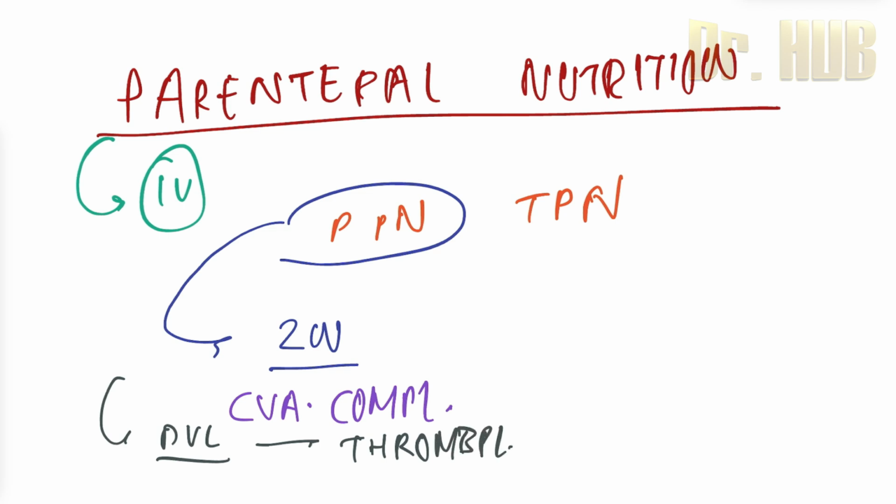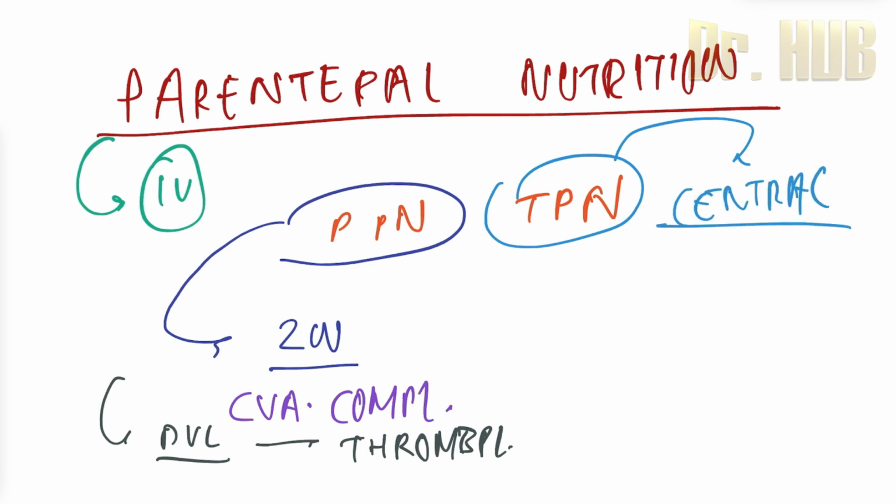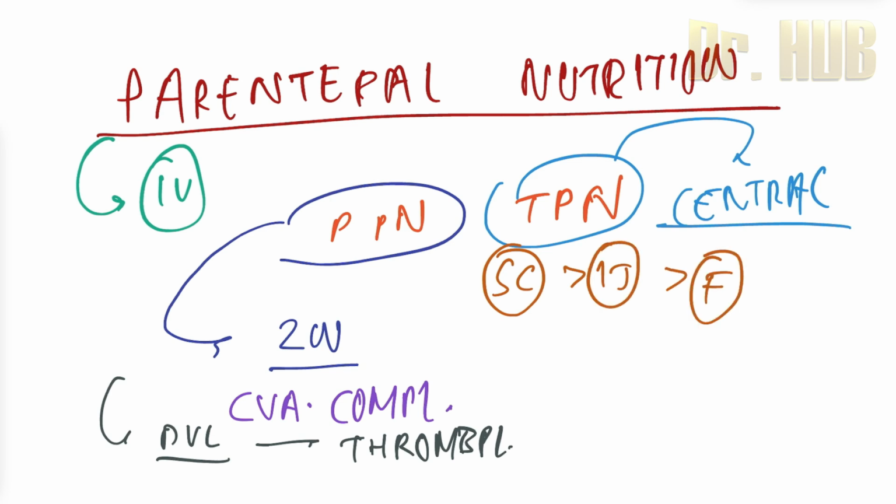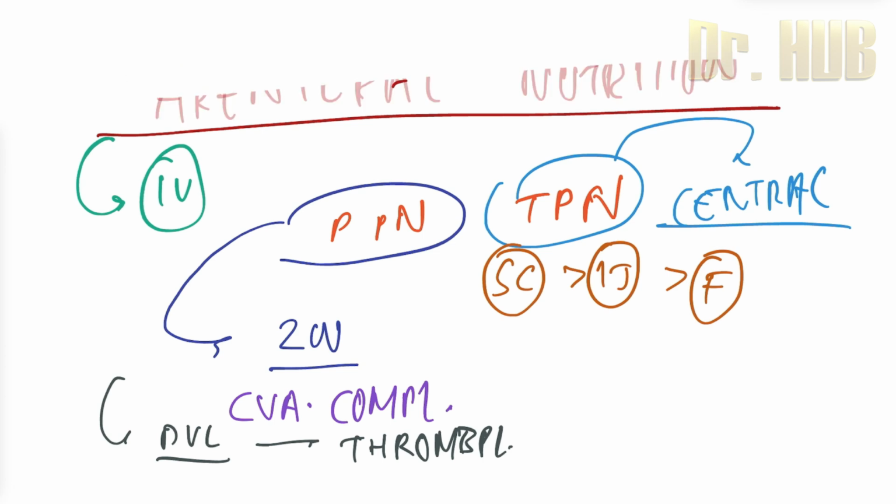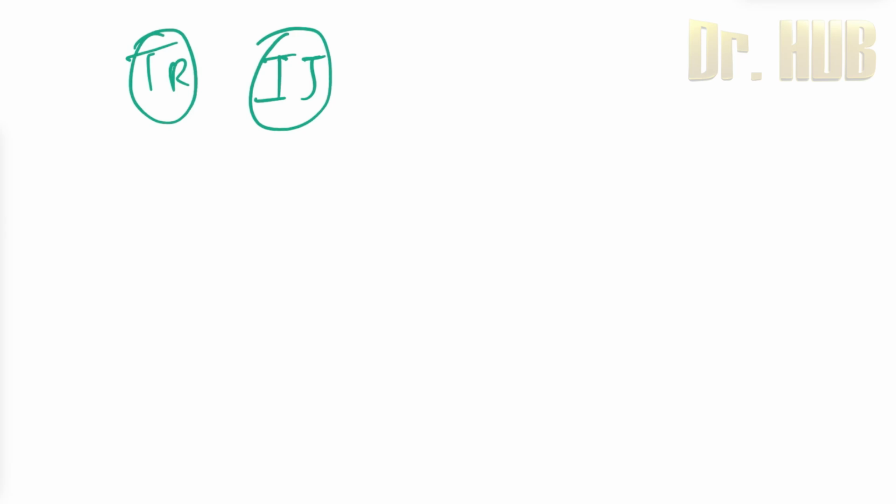In total parenteral nutrition, TPN, central veins are preferred. What is the order? First the subclavian, next the internal jugular, then the femoral. In trauma patients, the internal jugular, IJ, is preferred.